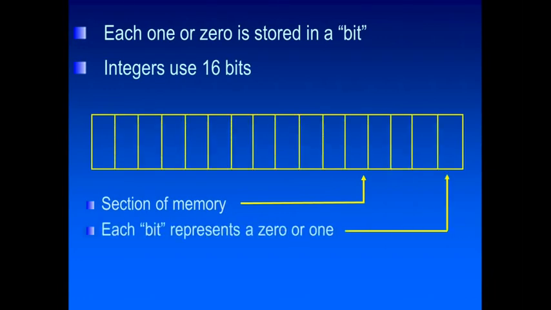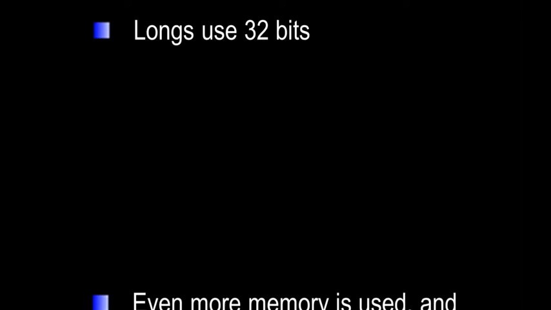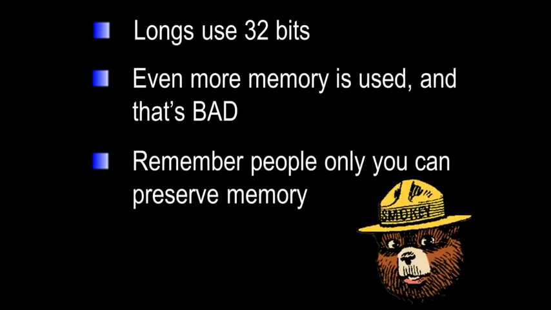So there it is. Each bit represents a 1 or a 0. By the way, the first one usually represents the sign, whether it's positive or negative, so it's usually called the sign bit. Again, technical stuff. You don't need to know any of this for this unit. It's just more useless trivia. Okay. So longs use 32. That's more. And that's bad, right?